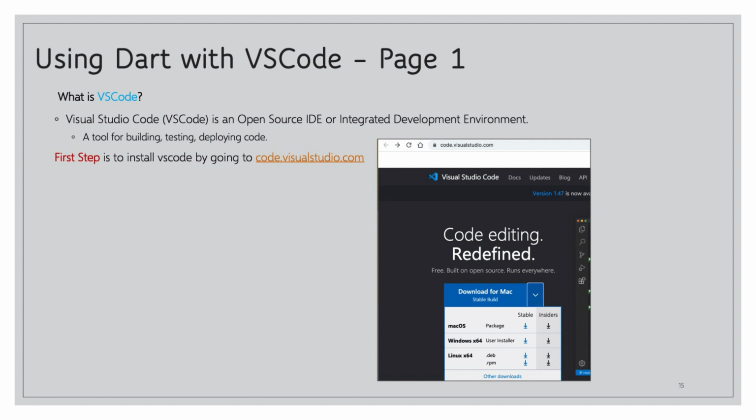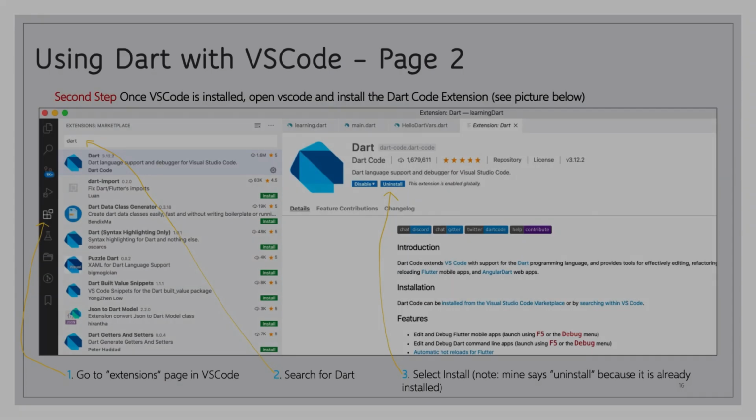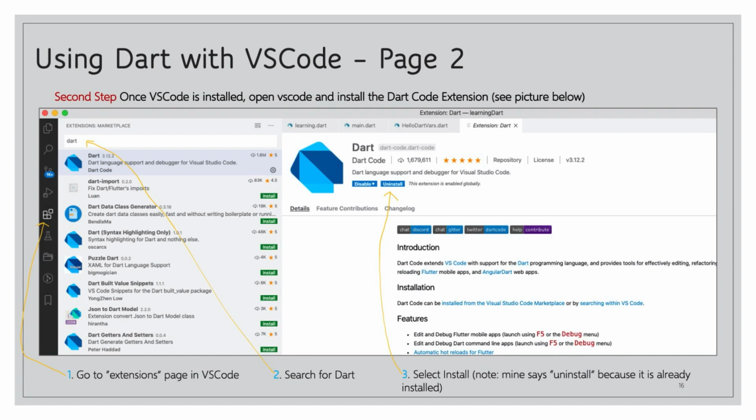It's a free tool. The first thing we do on this page is we want to go to code.visualstudio.com and install it. Okay, having installed VS Code on your platform of choice, the second thing we want to do is go to VS Code, open it up, and install what's known as the Dart code extension. And I show you a picture here below. VS Code is chock full of these libraries.